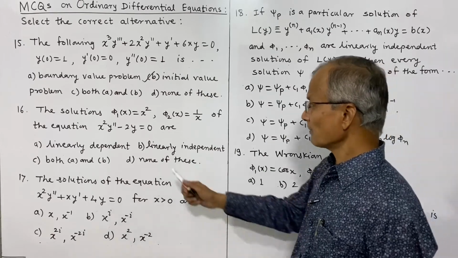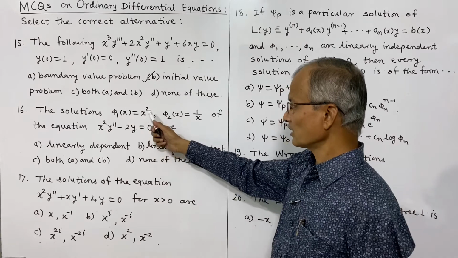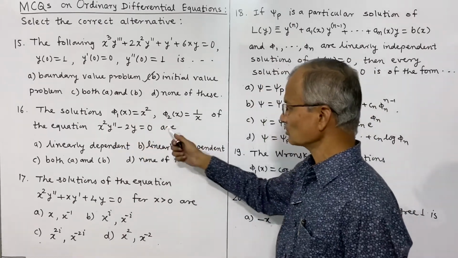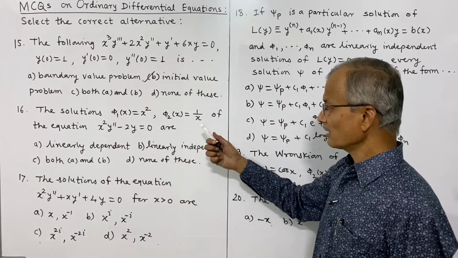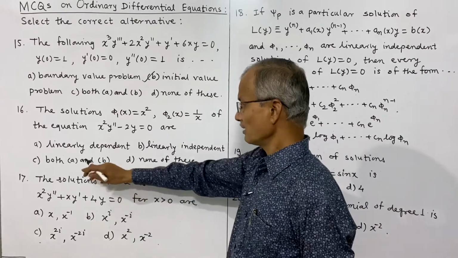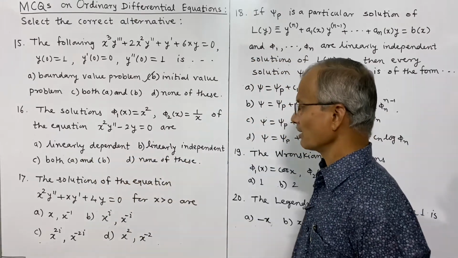The solutions of this equation, phi1 which is x square, phi2 which is 1 by x, these are the solutions of the equation that is given, and what type of solutions these are we have to decide: linearly dependent or independent, or both or none of these.